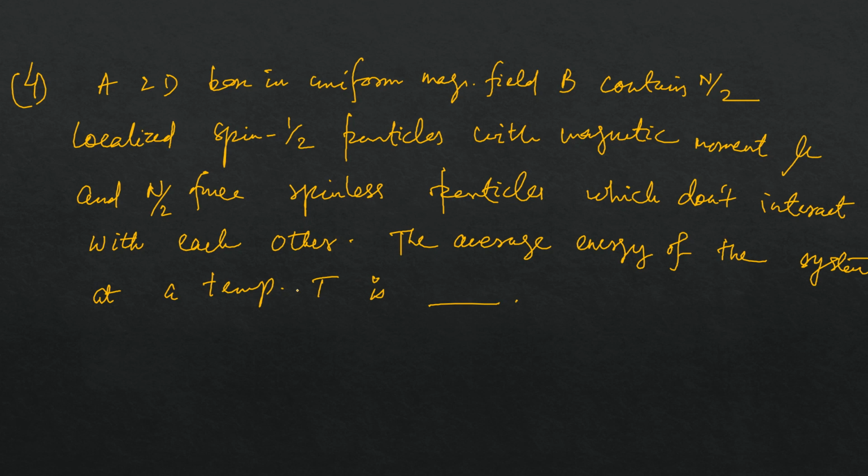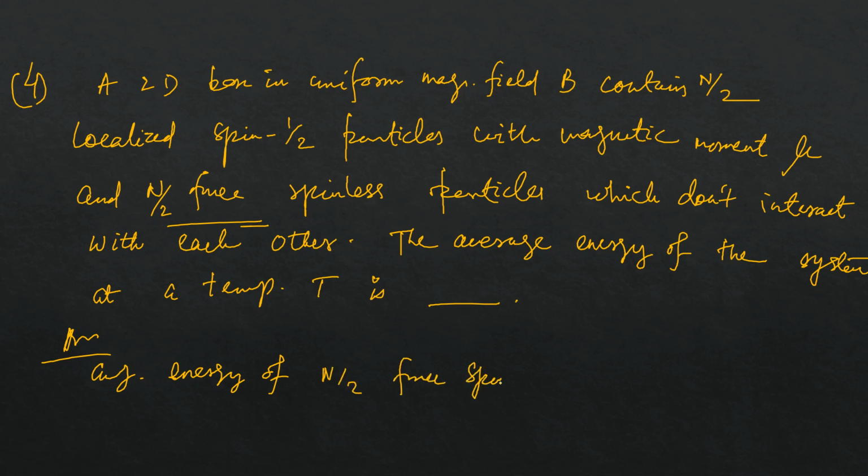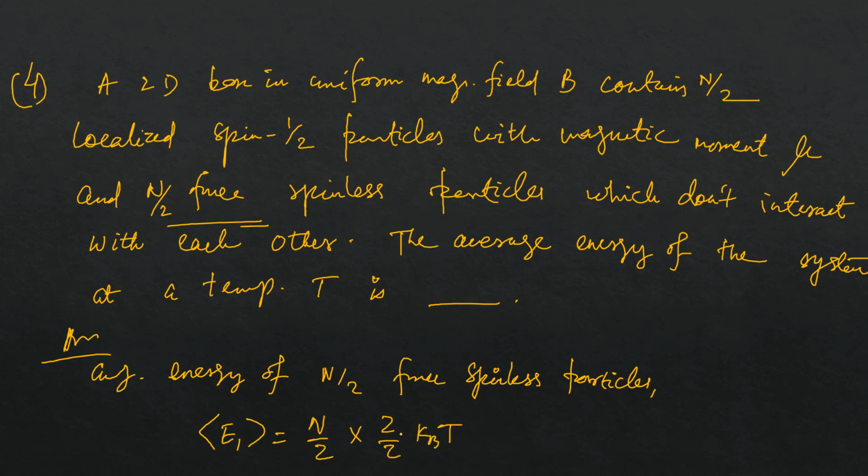So here, for the average energy of n by 2 free spinless particles: it is n by 2 times k_B T, because it's 2D, so each particle contributes k_B T by 2. And the average energy of n by 2 localized spin-half particles will be minus n by 2 mu B tanh of mu B by k_B T.